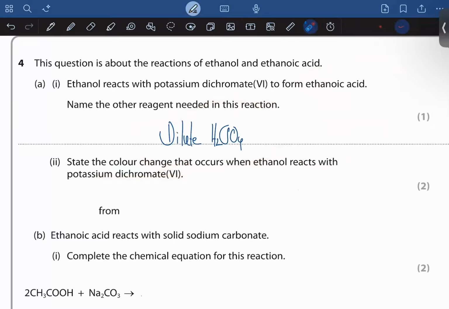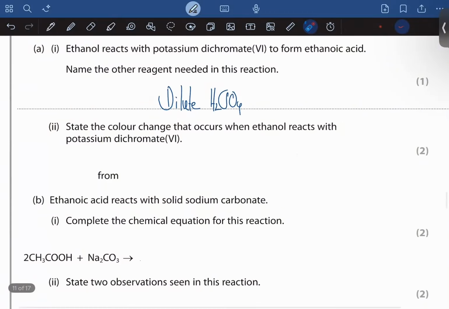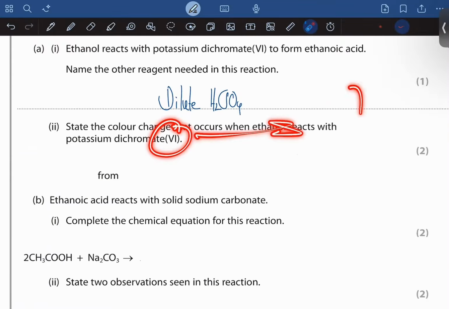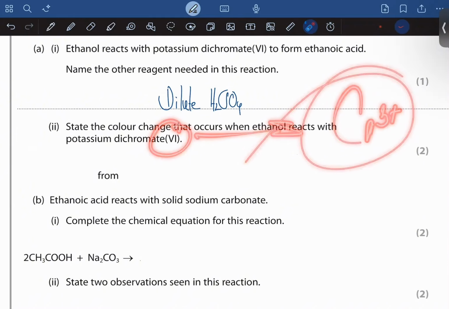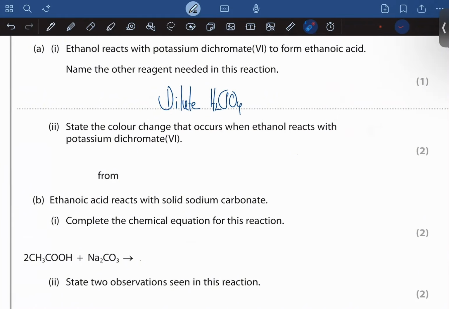Okay. Now the color change as this reaction occurs. It leads to the formation of Cr3 plus, that is green in color. So the color changes from orange to green. You should have this memorized.